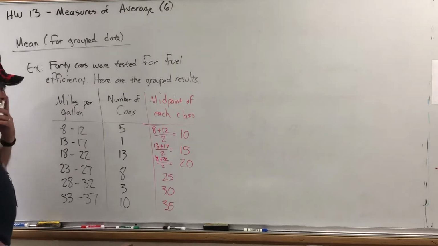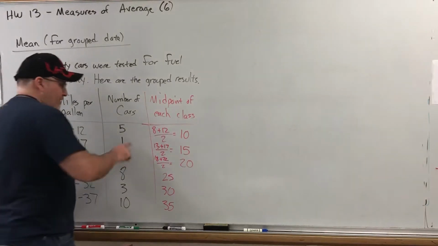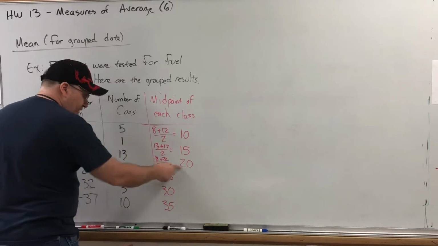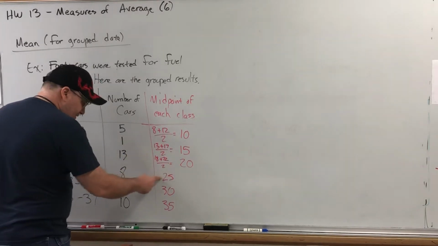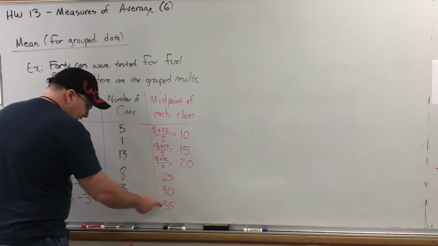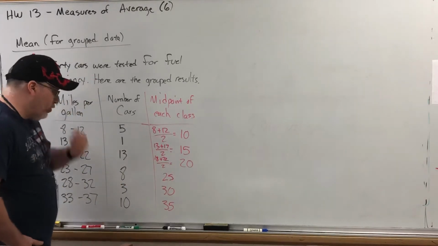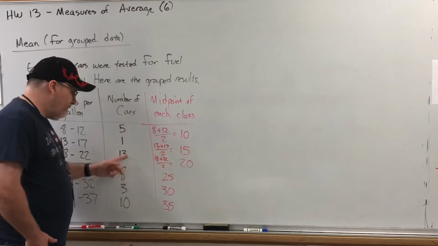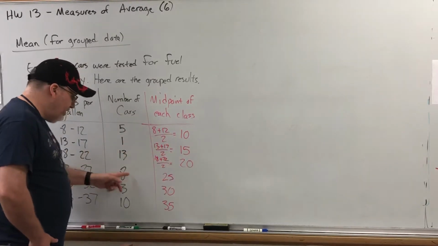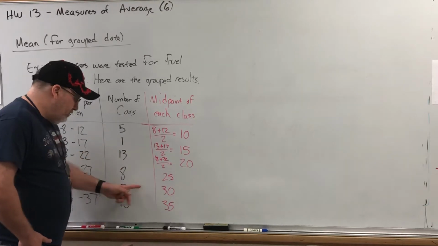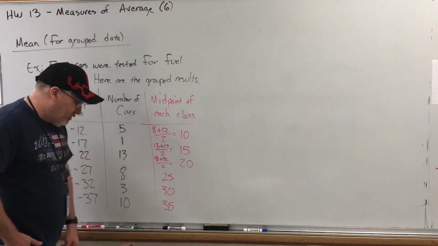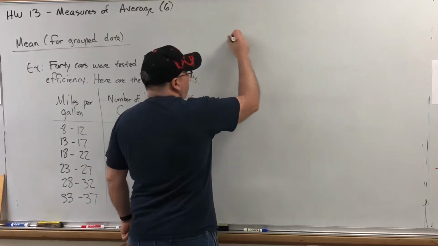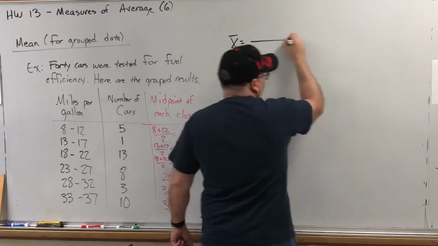So we have to imagine that we are now going to average 5 of these, 1 of these, 13 of these, 8 of these, 3 of those, and 10 of these. More specifically, that we're going to average 5 10s, 1 15, 13 20s, 8 25s, 3 30s, and 10 35s. So, could we do that? Of course we could. Is it cumbersome? Of course it is.